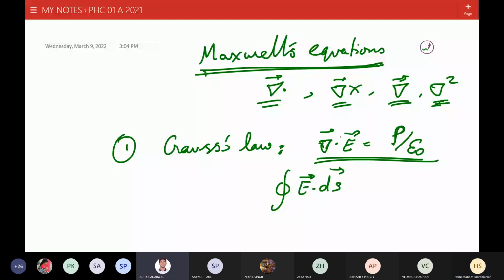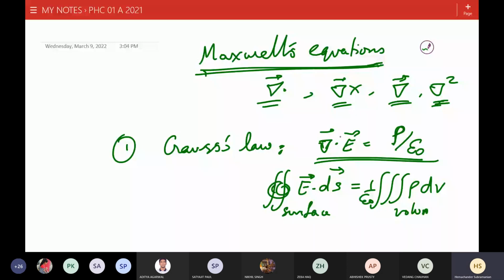The integral form would say the integral of E dot dS equals Q over epsilon naught, or one over epsilon naught times the integral of rho dV. The first is over a surface, the other over a volume. You know Stokes' theorem and Green's theorem? Have you been introduced? It was supposed to be learned today, but we haven't learned it till now.